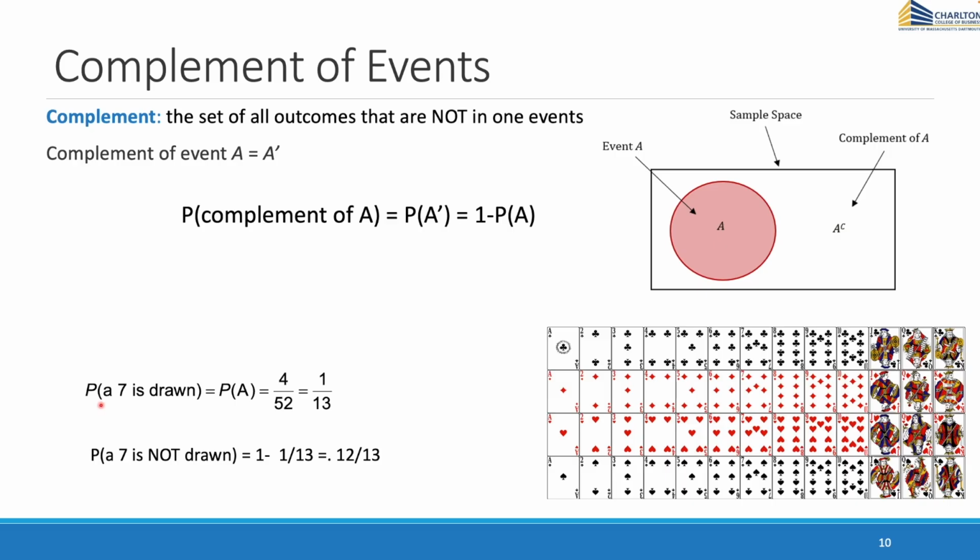For example, the probability that a 7 is drawn from a deck of cards is 4 out of 52, or 1 over 13, because we have 4 sevens out of 52 cards. So the probability that a 7 is not drawn is 1 minus 1 over 13, which means that we can draw any card except these 4 cards.